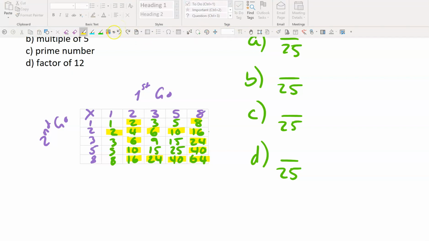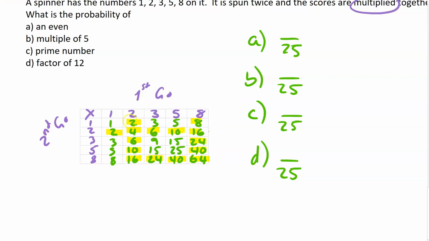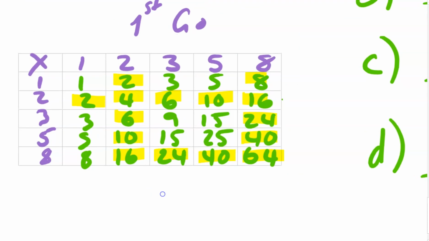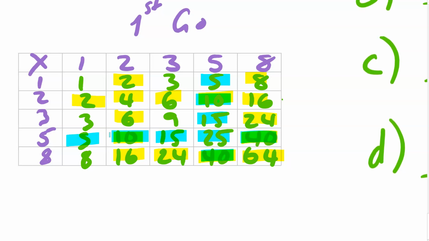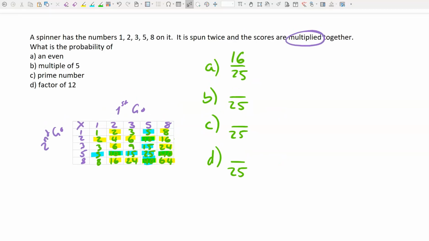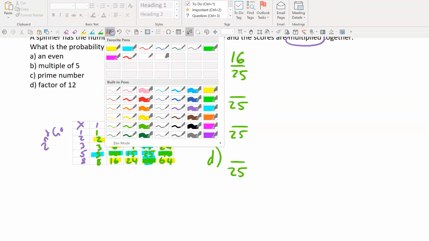Oh, I didn't mean to rub out that 8, but it won't matter because we've already answered the question. Multiples of 5. How can you tell a multiple of 5? Well, it ends in a 5 or a 0. So all of these ones, and that one, that one, that one, and that one. So that's 1, 2, 3, 4, 5. I did colour in that 40 there. 6, 7, 8, 9. So 9 out of 25.